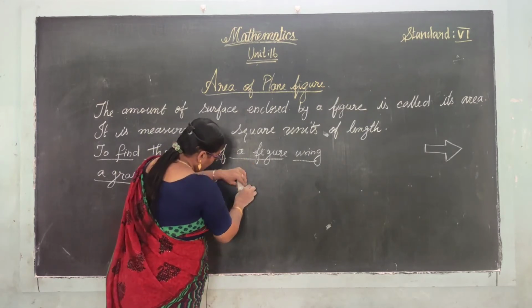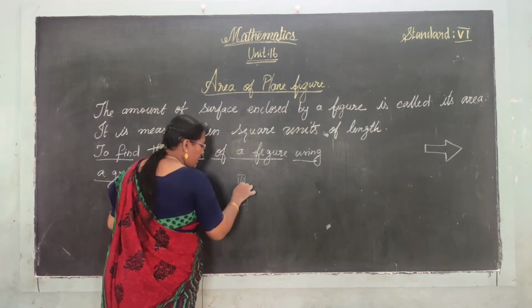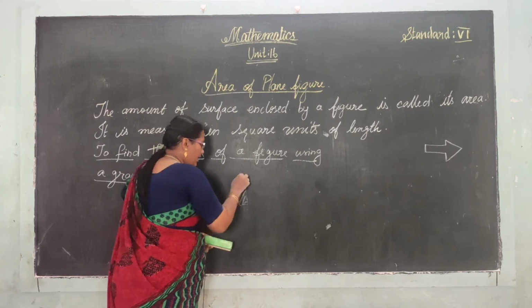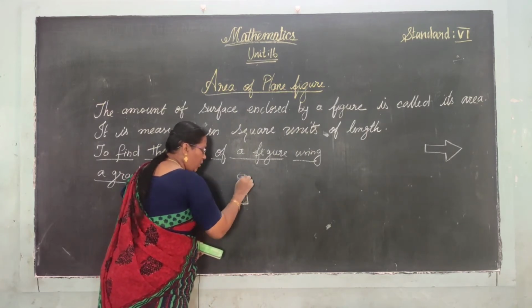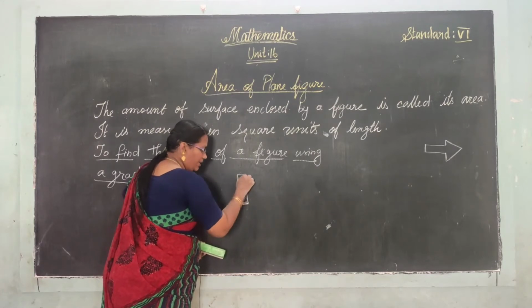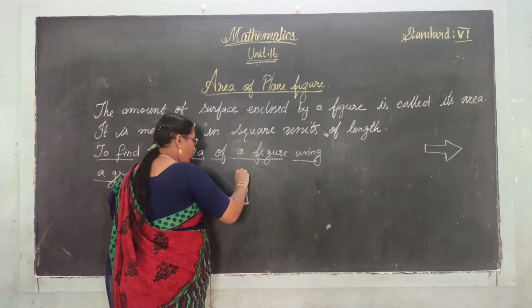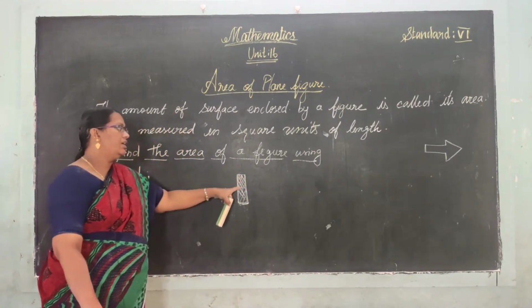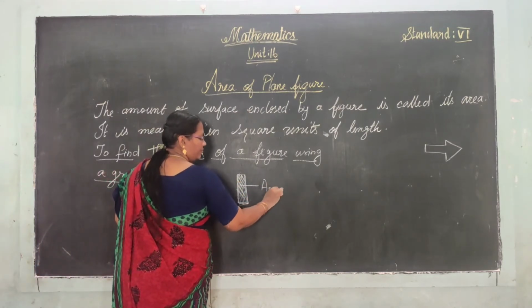So this is an area. So area of the duster. This is a boundary. The outer line is a boundary of the shape. The inside, the amount of the surface enclosed by the figure, this is called the area.